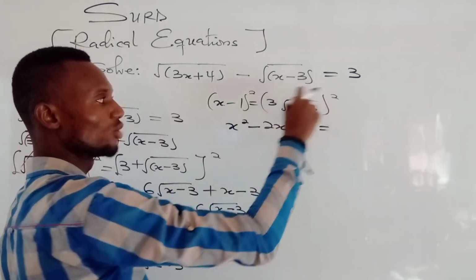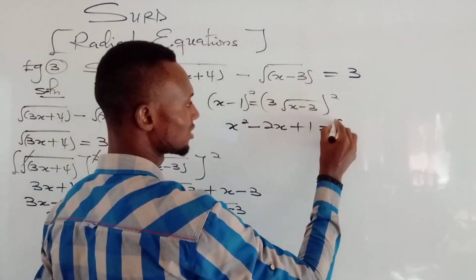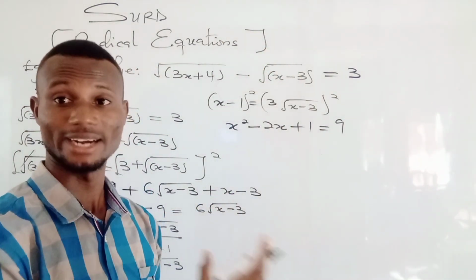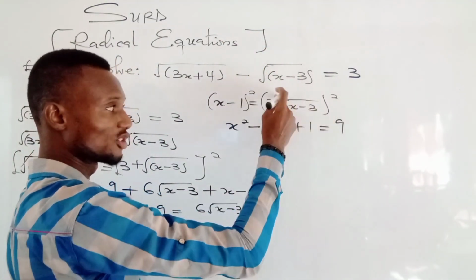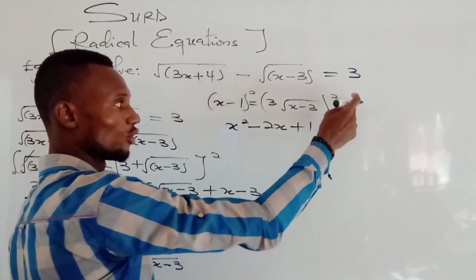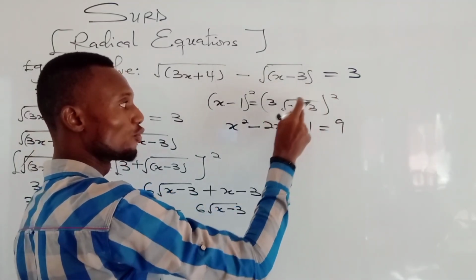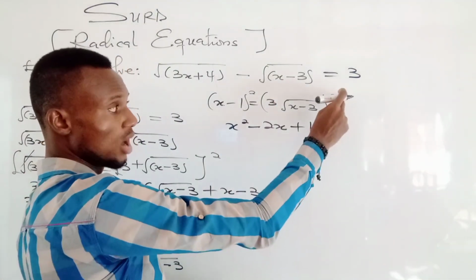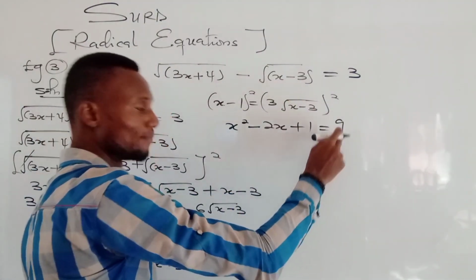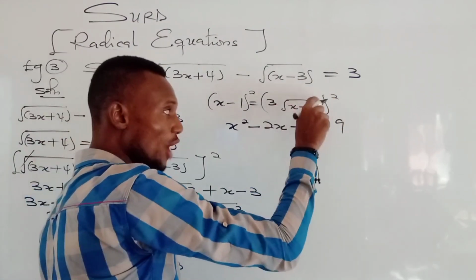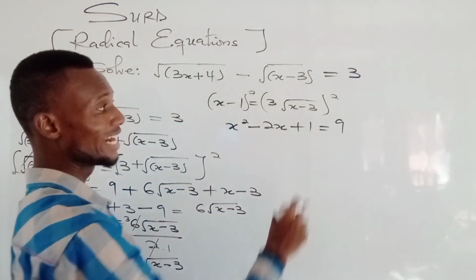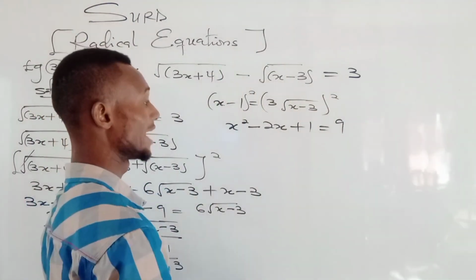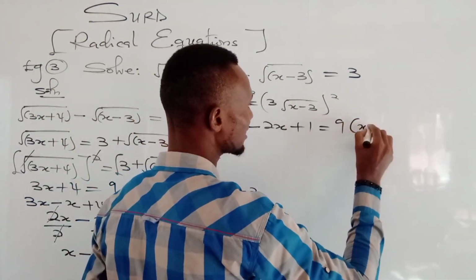So when the power 2 affects the 3 here, it becomes 9, because you get 3 squared, which is 9. 3 squared means 3 times 3, and that is 9. The power 2 will affect the 3 here and also affect the square root sign, the square root of s minus 3. So when the power 2 affects the square root of s minus 3, it will cancel the square root sign away. We will be left with s minus 3.